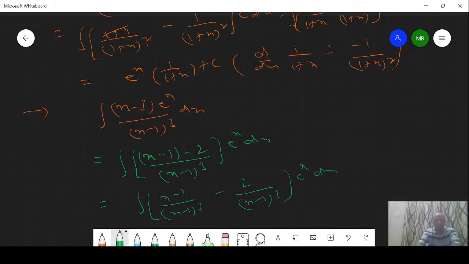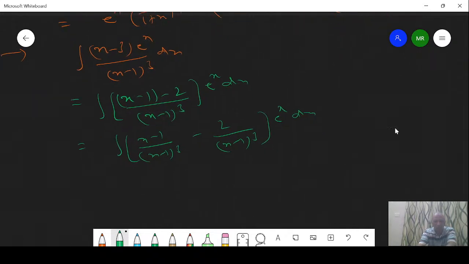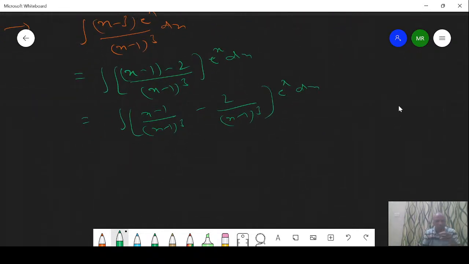Correct? I can express it like this. So there are possible problems I am going to explain here. Now this x minus 1, I can eliminate with the 3, it will be 2. So you will get 1 by (x minus 1) whole square minus 2 by (x minus 1) whole cube, so you will get here e power x dx.